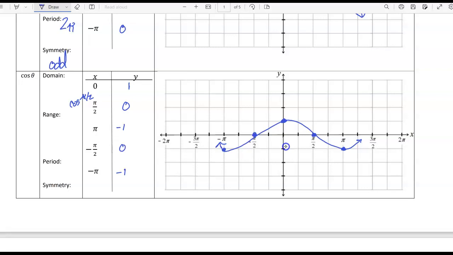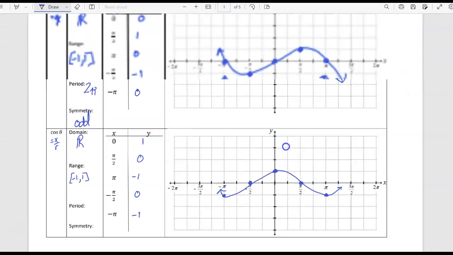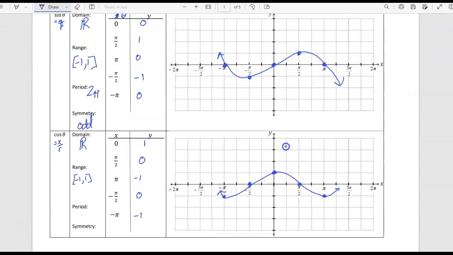So let's talk about domain, range, and all that fun stuff. Domain, once again, is going to be all real numbers. There are no restrictions because of the definition of cosine. Cosine is defined as x over r. The range is going to go from -1 to 1, just like the sine function. This cosine function is going to be a wavy function, just like the sine function. The difference is really where it starts. On the y-axis, cosine starts at 1, whereas sine starts at 0.